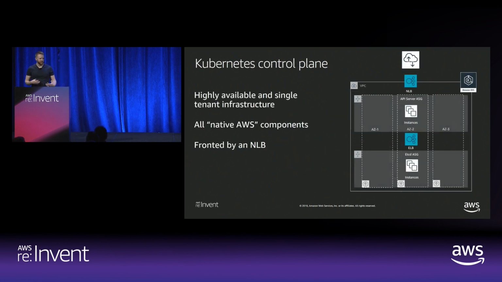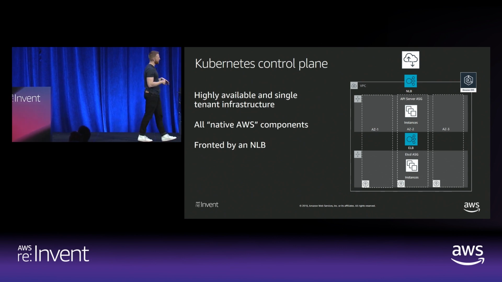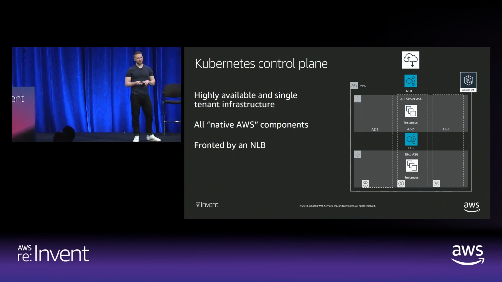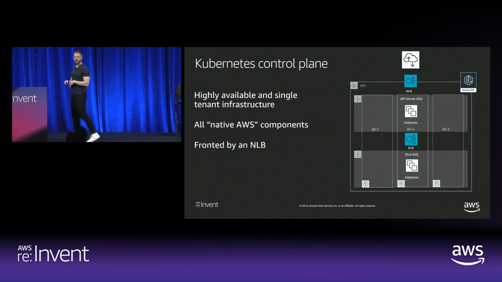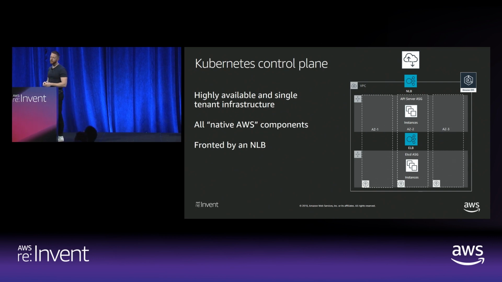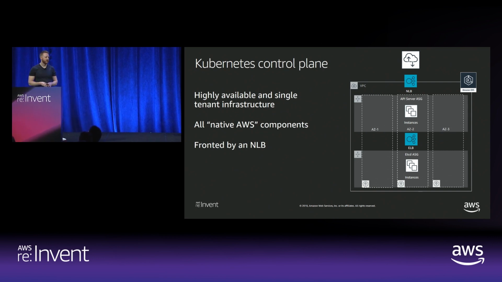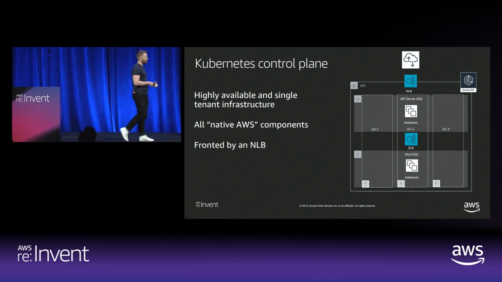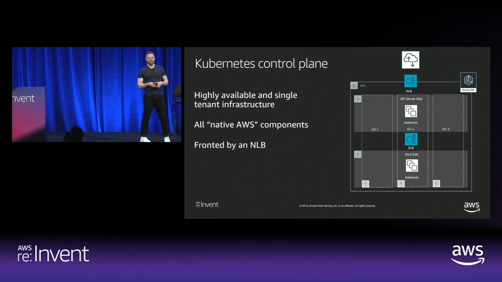So a little bit more visibility into what's going on behind the scenes if we break open that icon I had there. This is the infrastructure for the Kubernetes control plane. And really what's important, I think, is that this is highly available and it's single tenant infrastructure, right? So you create a cluster, that's all yours. You're not sharing that infrastructure with anyone else, and you're getting all native AWS components, which means that you're getting real instances. You're getting a real network load balancer. You're getting an actual VPC. You're getting things like real EBS volumes attached to your instances.